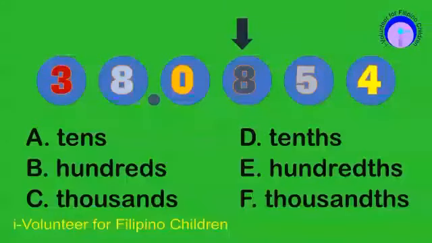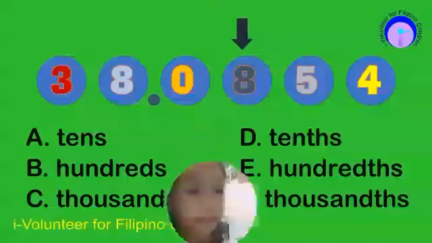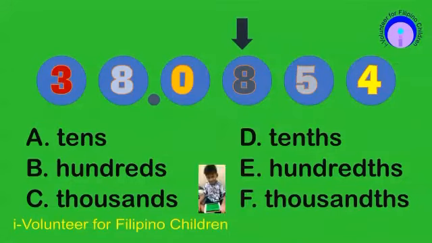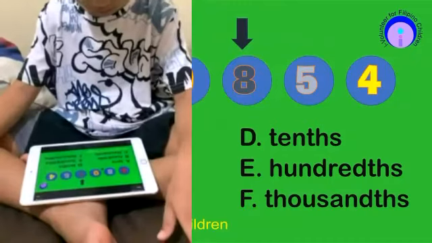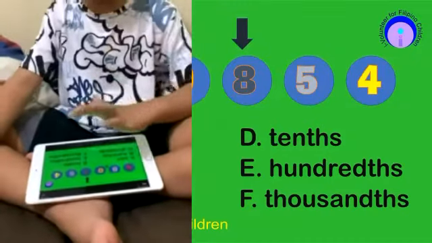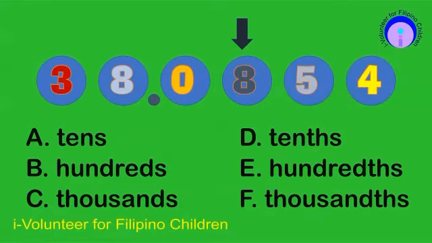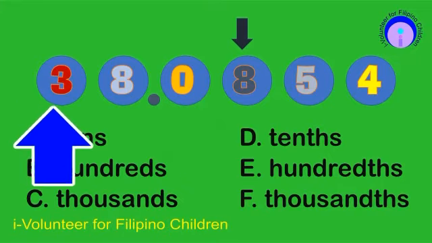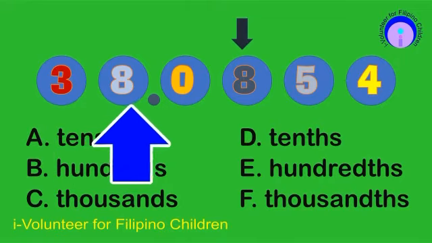With the arrow pointing to digit 8, what is the place value? What is your answer, Josel? Hundreds. How about you, Arky? The place value of 8 is hundreds. Tama ba si Josel at Arky? Tingnan natin. Sa mga decimal numbers, ang una nating dapat titingnan ay kung saan ang decimal point at doon tayo mag-uumpisang magbilang.